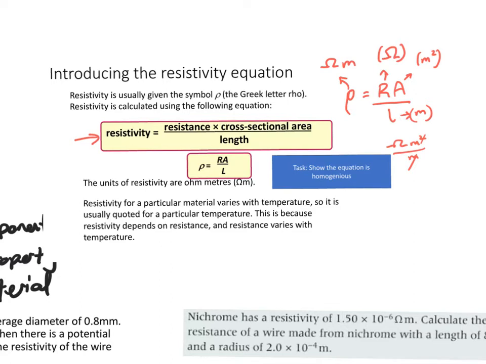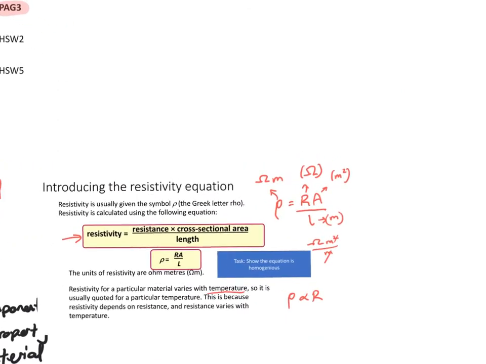So the resistivity of a particular material does vary with temperature, and that's why we quote resistivities at different temperatures for a specific material, because it does rely on resistance, as you can see from the equation that resistivity is directly proportional to R. But before I move on, I want you to understand this equation a little bit more, so I'll use this space above to write.